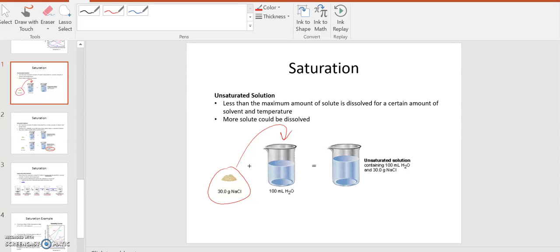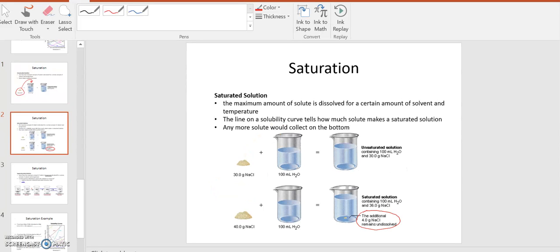Moving on to the next type of solution, we've got a saturated solution. A saturated solution is when you've got just the right amount of solute dissolved. If you look at the bottom example here, we take 40 grams of sodium chloride this time, put it into our water solution, and now all of it dissolves except for this tiny little bit at the bottom, these 4 grams that remain undissolved.